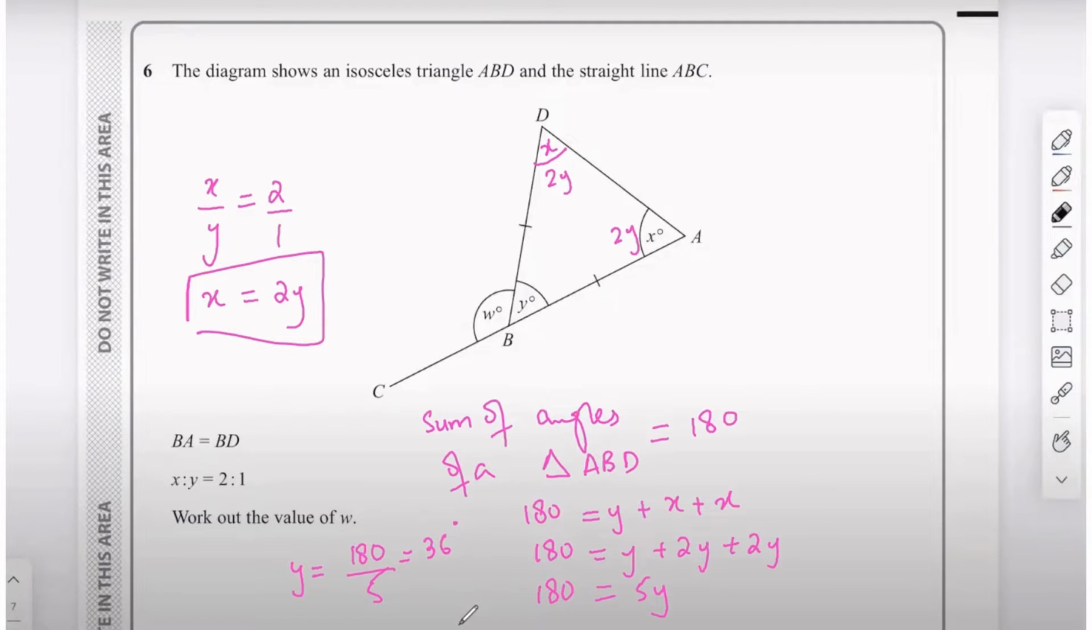36. Now, if Y equals 36, they have told us that CBA is a straight line, which means angle Y and angle W are supplementary. So if they are supplementary, the sum of W and Y will equal 180, which means 180 equals W plus 36. And 180 minus 36 equals W, which is 144 degrees. That is your value of W.